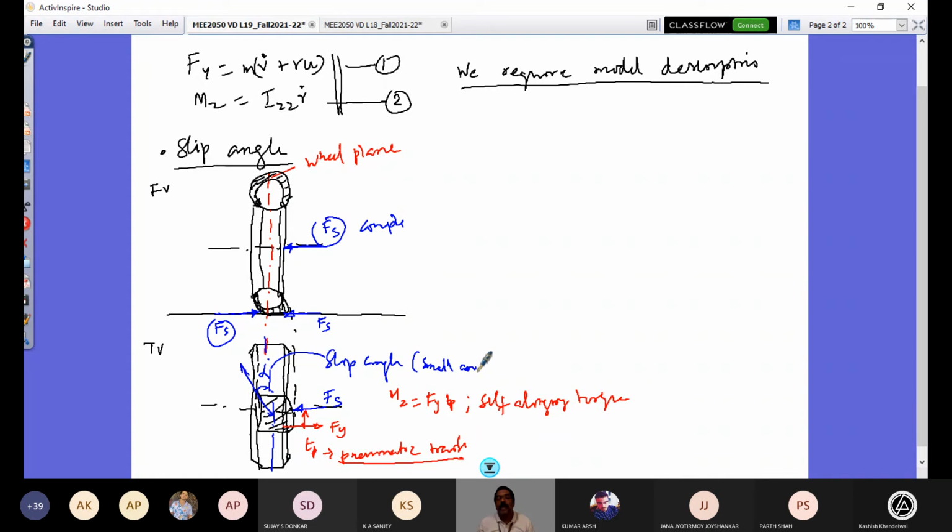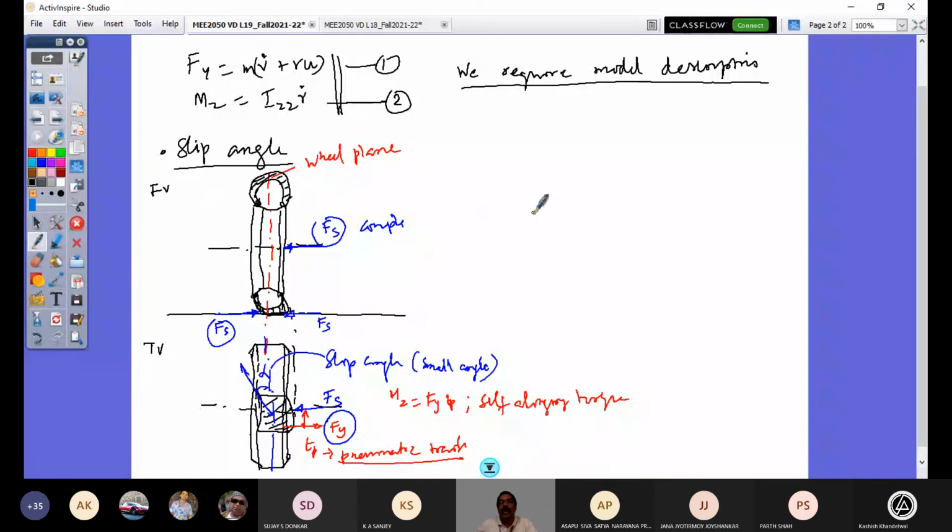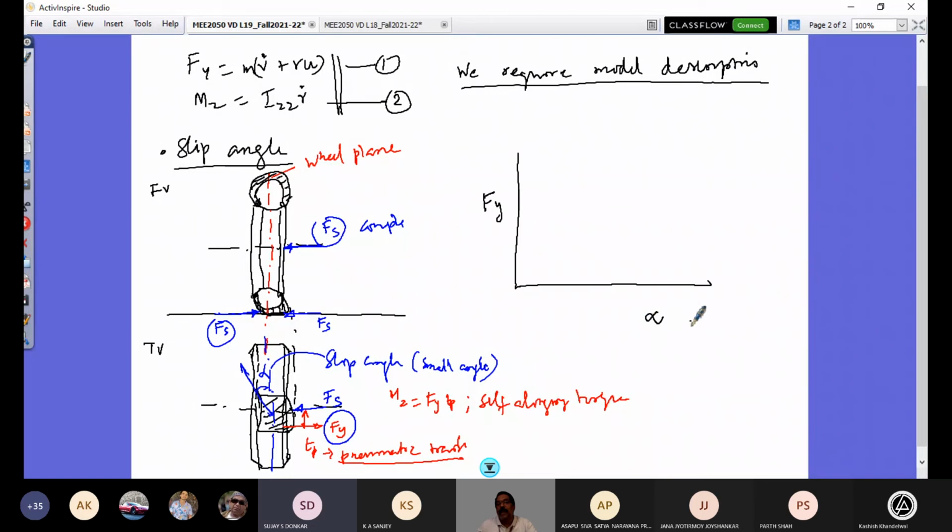Small angle, right? I'm just showing it as an exaggerated angle of 45 degrees for you to understand. That's all. So this is what is called a slip angle. So the slip angle is what is manifesting the creation of your Fy here. So when I say that, you should look at the variation of this Fy, which is going to be a function of the slip angle.